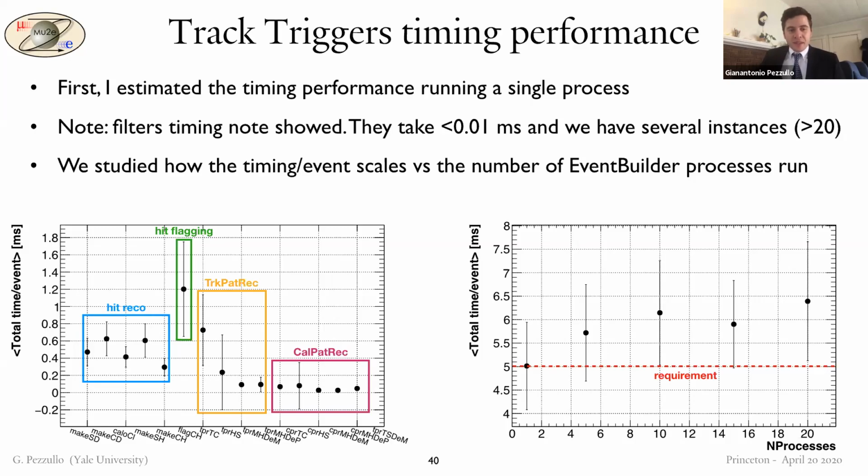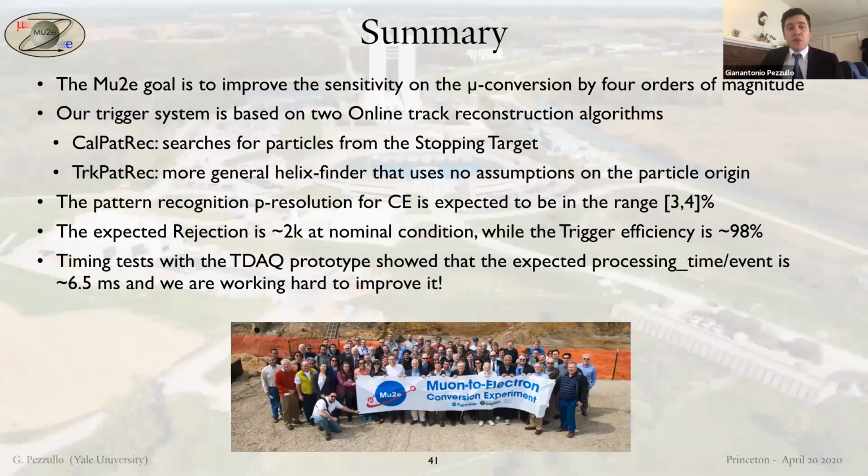So as a summary, the Mu2e goal is to improve the sensitivity on the muon conversion by 4 orders of magnitude, and our trigger system is based on 2 online pattern recognition algorithms. One uses the calorimeter information for seeding the pattern recognition and is tailored for electrons coming from the stopping target. The other is instead a more general helix finder algorithm that makes no assumptions about the particle origin, and is also really necessary for achieving high performance in terms of trigger efficiency for the signal.